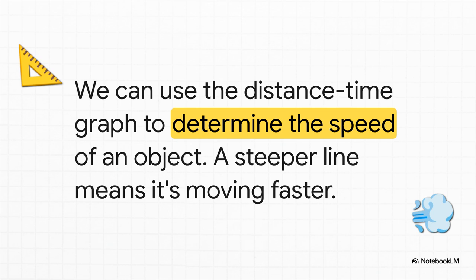A gentler slope, it's going slower. And if the line is completely flat, horizontal, well, that means time is passing, but distance isn't changing. The object has stopped, dead in its tracks.